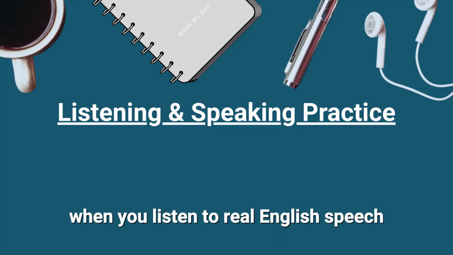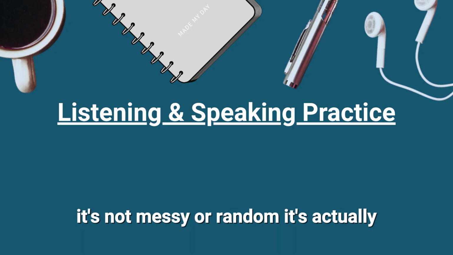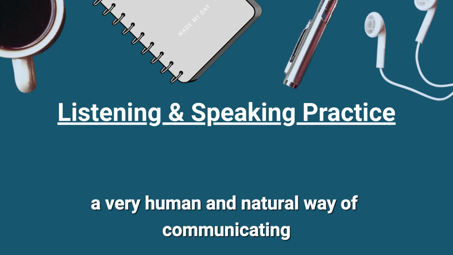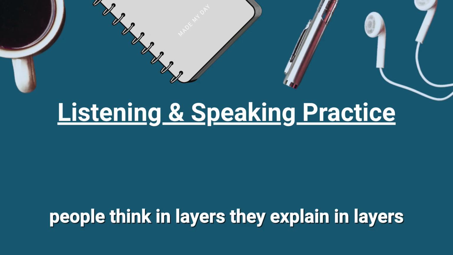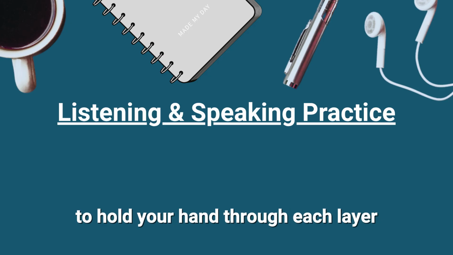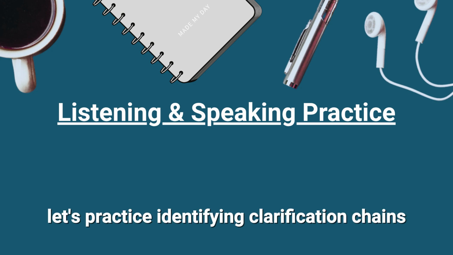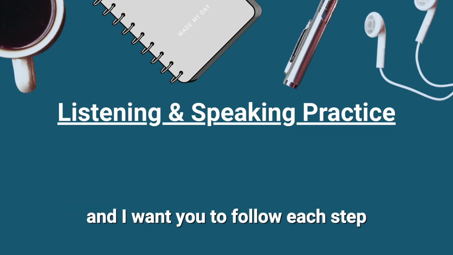When you listen to real English speech, you'll hear people do this all the time. It's not messy or random. It's actually a very human and natural way of communicating. People think in layers. They explain in layers. And when they do, they use these signals to hold your hand through each layer. Let's practice identifying clarification chains now. I'm going to give you another longer passage, and I want you to follow each step.